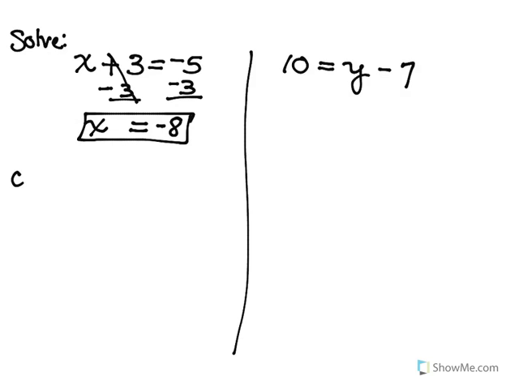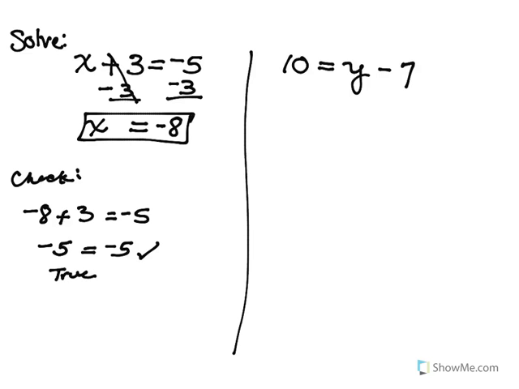And remember, you can always check your work. Negative 8 plus 3 should equal negative 5. Negative 8 plus 3. Signs are different. You take the difference, which is subtract, and you get negative 5 equals negative 5. So since you get a true statement, you know that your answer is correct. Okay.